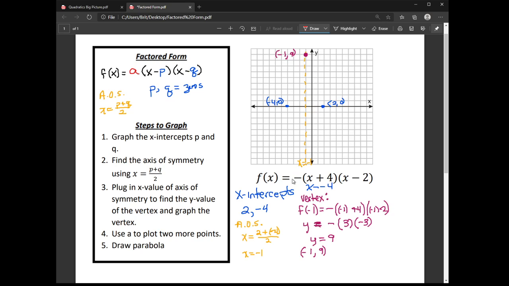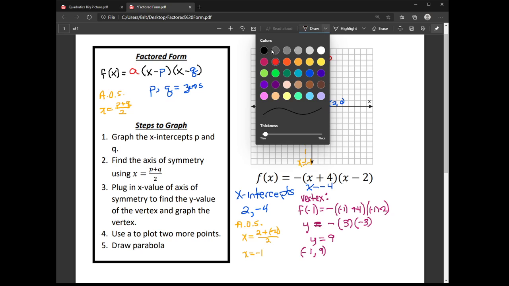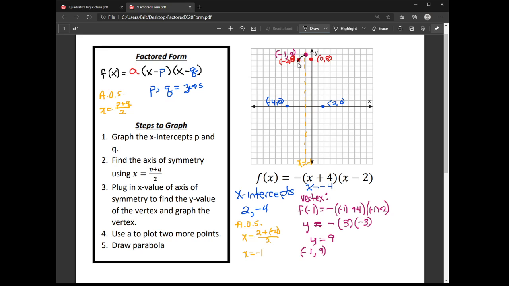So here my a value is a negative 1. So when I go 1 unit to the side, I'm going to fall by 1 unit. So this one is at negative 2, 8, and this one is at 0, 8. And now I have my 5 anchor points, and I can go ahead and graph my parabola. And there we have it. So that is graphing from factored form.